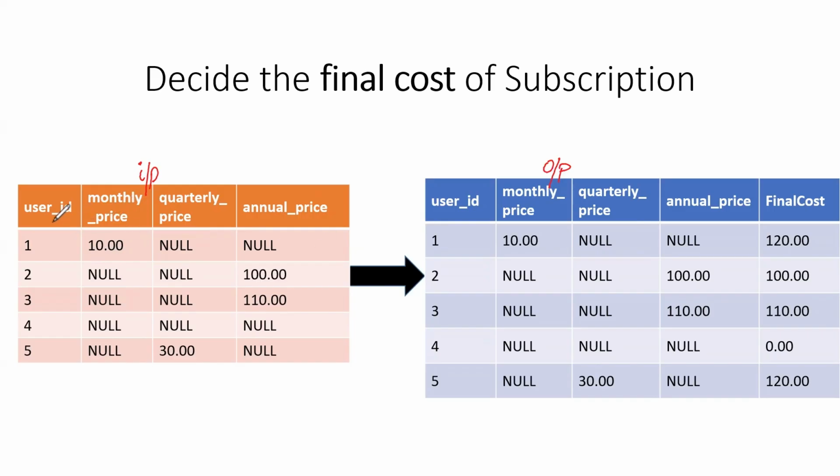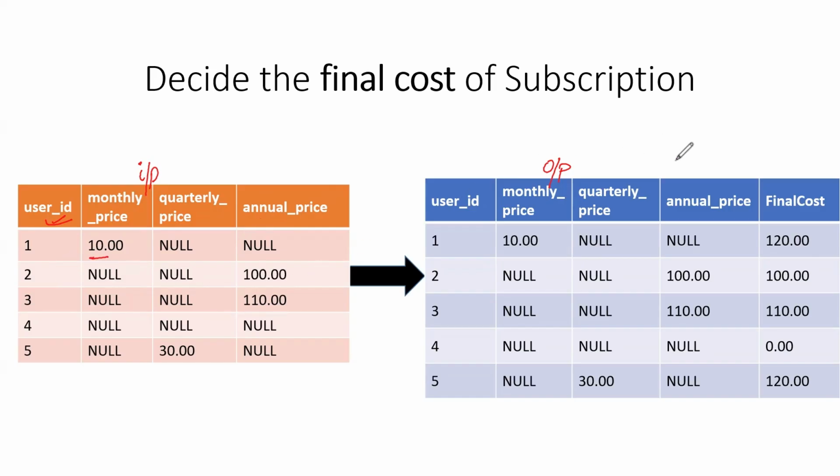So in the input table, we have user ID and then we have the monthly price, quarterly price and annual price. What it means is that the user has opted for the subscription, either monthly, quarterly or annually. That's what we do usually. Either we go for the monthly subscription or we go for the quarterly or maybe half yearly or annually. So here also we have the similar kind of thing. We have the user IDs, then we have the rate as per the monthly, quarterly or annual subscription.